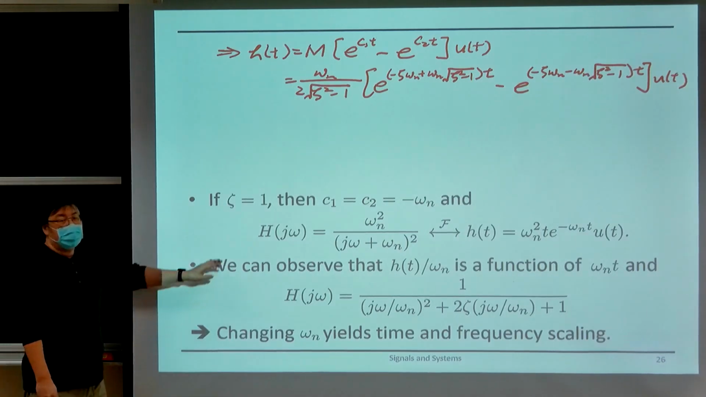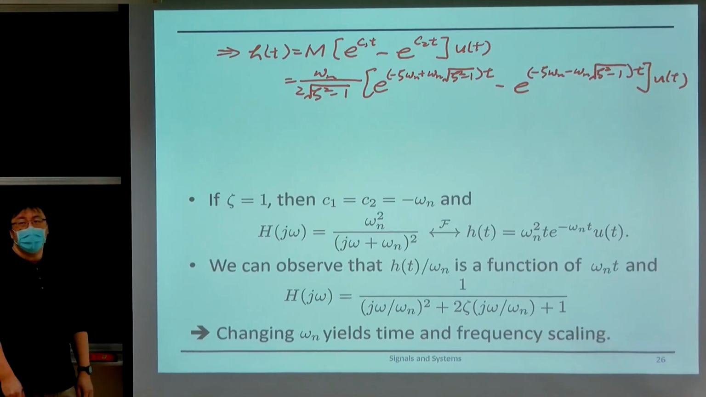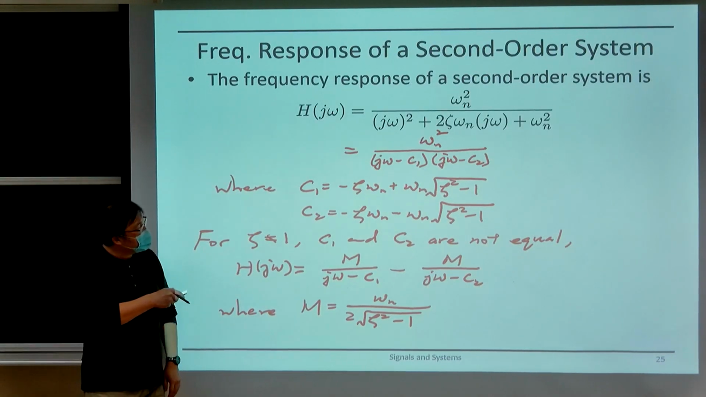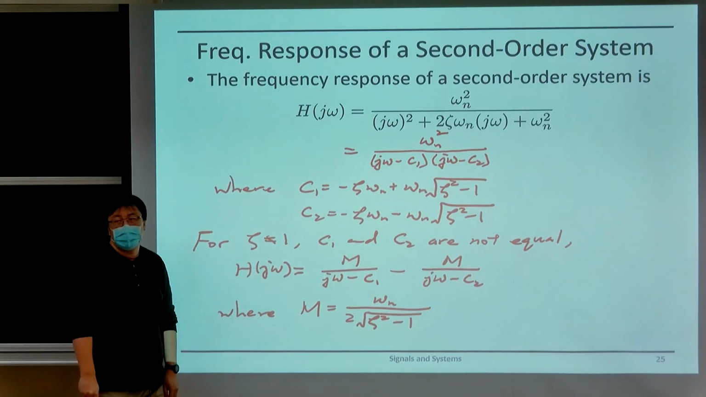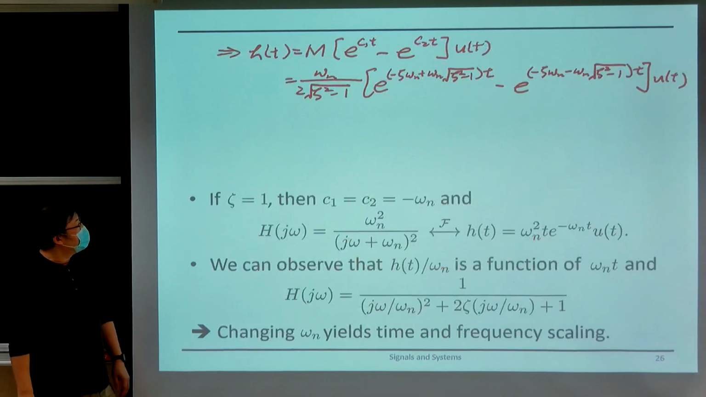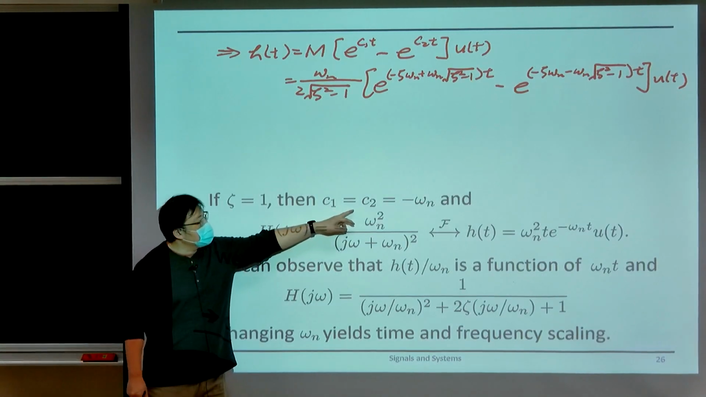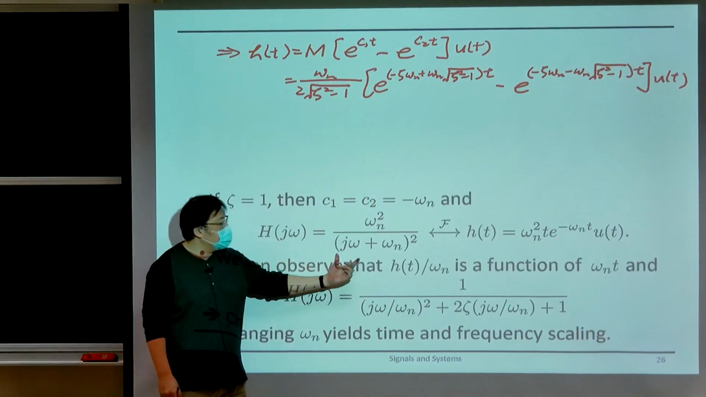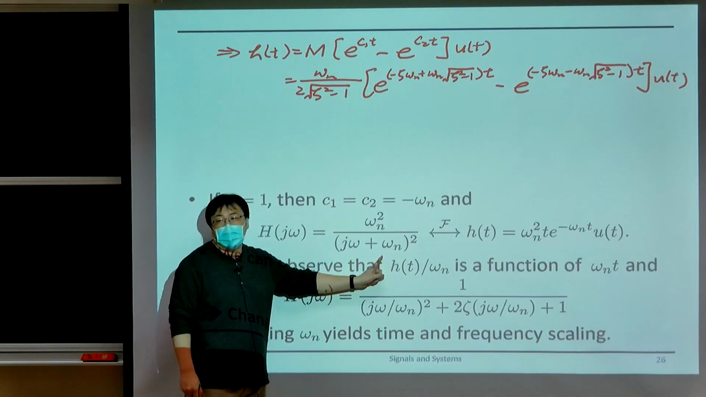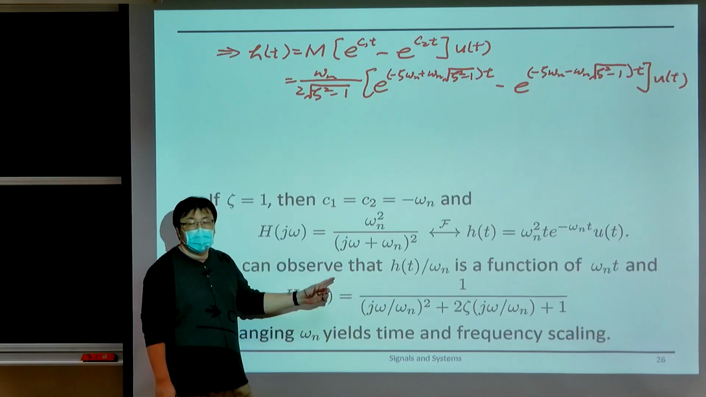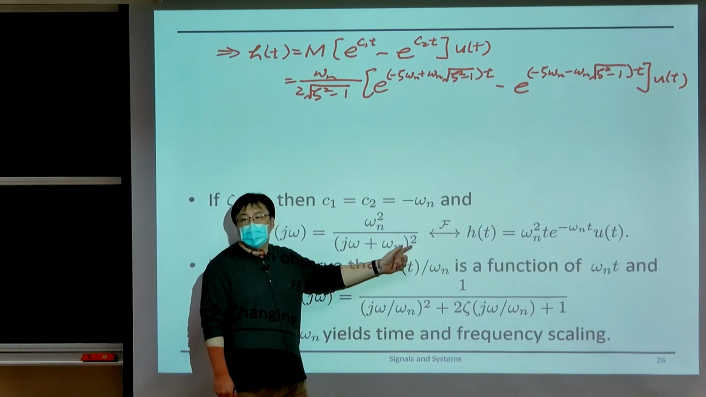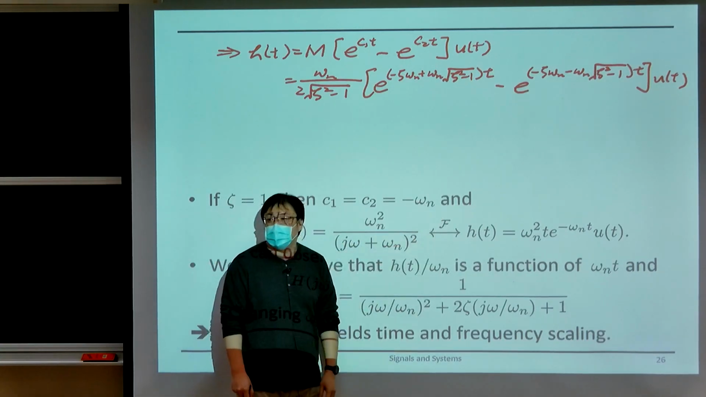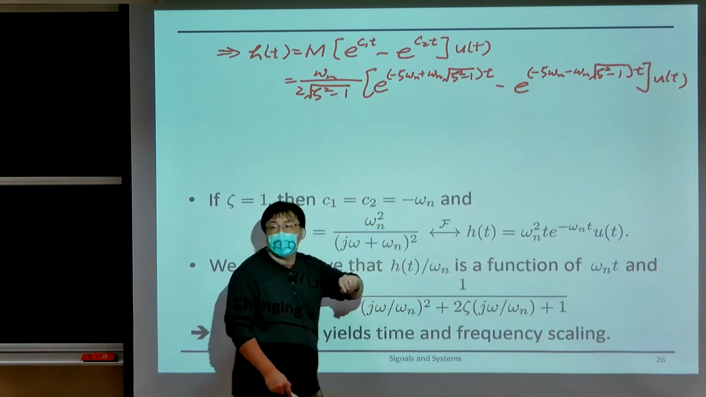Now similarly, when zeta is equal to 1, the second term is 0, so C1 becomes equal to C2, okay? So when zeta is equal to 1, C1 is equal to C2 equal to minus omega n, right? And therefore, the frequency response takes on this form with the square in the denominator. So we learned before that when you have the square in the denominator, you need to apply the differentiation property to help you find the inverse transform. And this is the outcome of that.